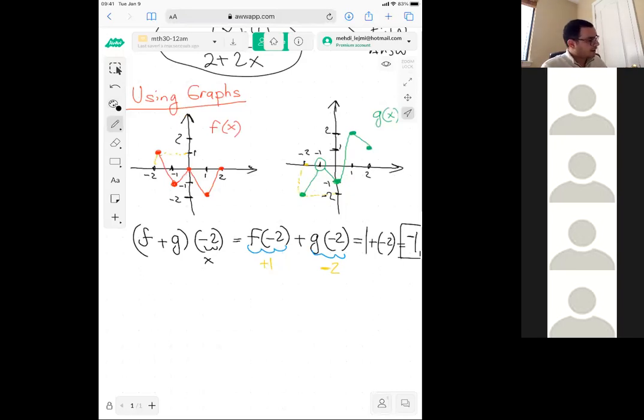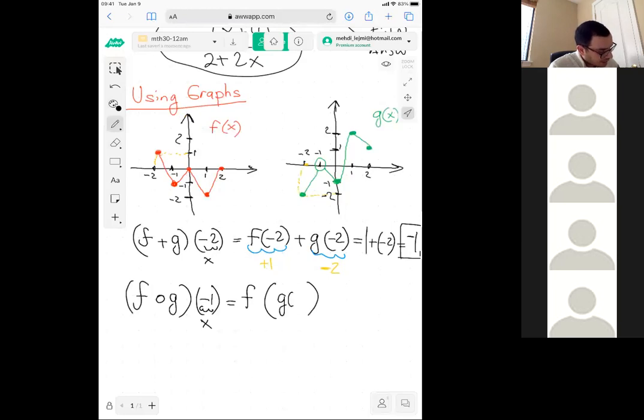Now let's say you have a composition. Let's say I have f composed with g of -1. So again, this -1 is my x. So this is f composed with g of x. So it's supposed to be f of g of x. But my x is -1, so it's g of -1.